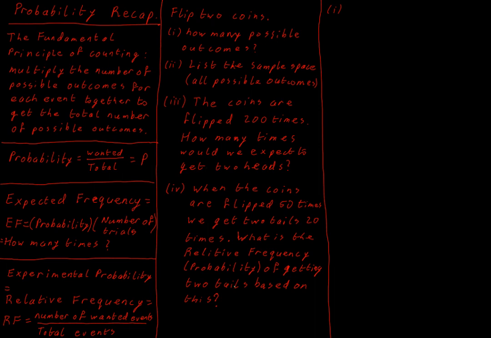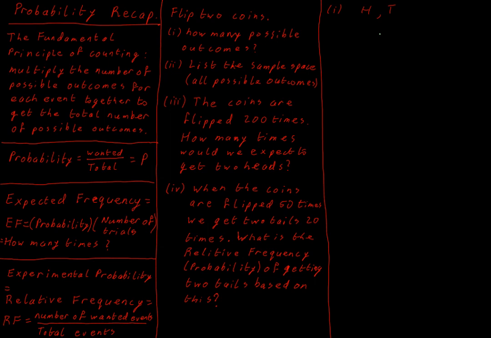So if we look at this in the context of a few questions, if we flip two coins, so these are two normal coins, we can imagine we have two euro coins, if we like, and we flip them together, how many possible outcomes would there be? Well, if I flip a coin, I could get a head or a tail. So those are my different outcomes that I could get for each coin. So each coin has two possible outcomes. I could get a head or I could get a tail.